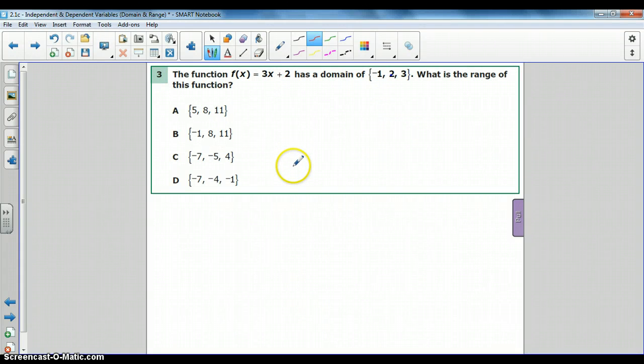Okay, the function f of x equals 3x plus 2 has a domain of -1, 2, and 3. What is the range? Okay, so these are all x's. We're going to put these in and see what we get out. What will our range be? You just do them one at a time and you just pop them in your calculator. 3 times -1 plus 2 equals, well, that's -3 plus 2 gives me -1.